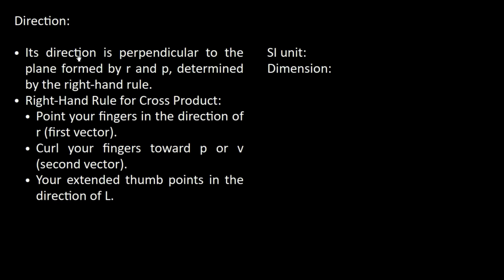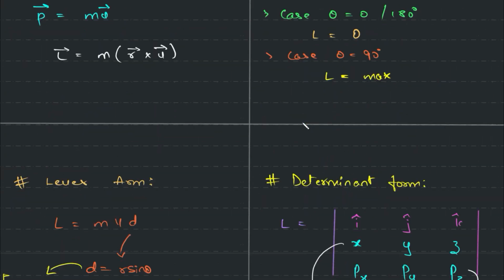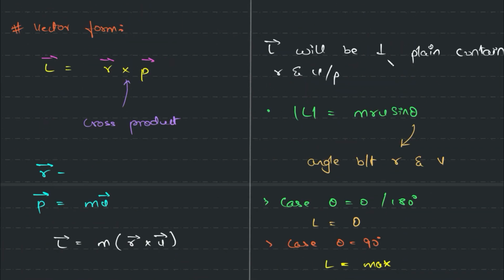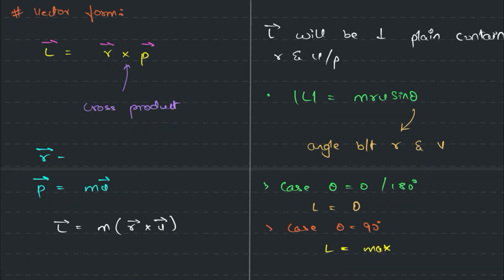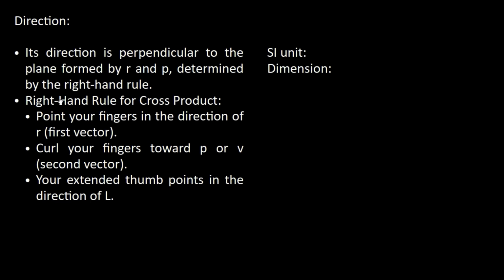Now, when it comes to direction, it is always perpendicular to the plane formed by R and P. I think I mentioned it over here. Where did I mention it? Yeah, plane containing R and P or V. I have not written V over here, but it's true for V also. So, it is determined by right hand rule. What does right hand rule tell? Point your fingers in the direction of R. Curl your fingers towards P or V, the second vector. Your thumb will point in the direction of L.